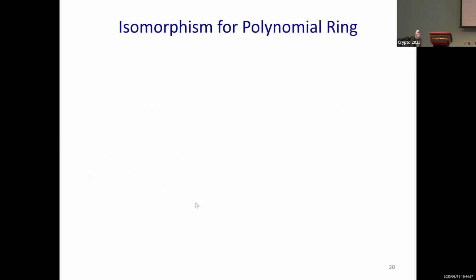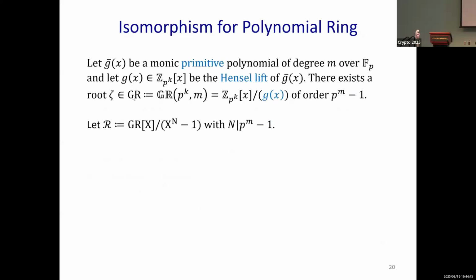Next, we establish an isomorphism between the polynomial ring and the vectors over the Galois ring. Let G bar x be a primitive polynomial and G(x) a Hensel lift of G bar x. Then the Galois ring is defined as Z_{p^k}[x] modulo G(x), and zeta is an element of this Galois ring of order p^m minus 1. Let the polynomial ring be in this form, with capital N dividing the order of zeta.